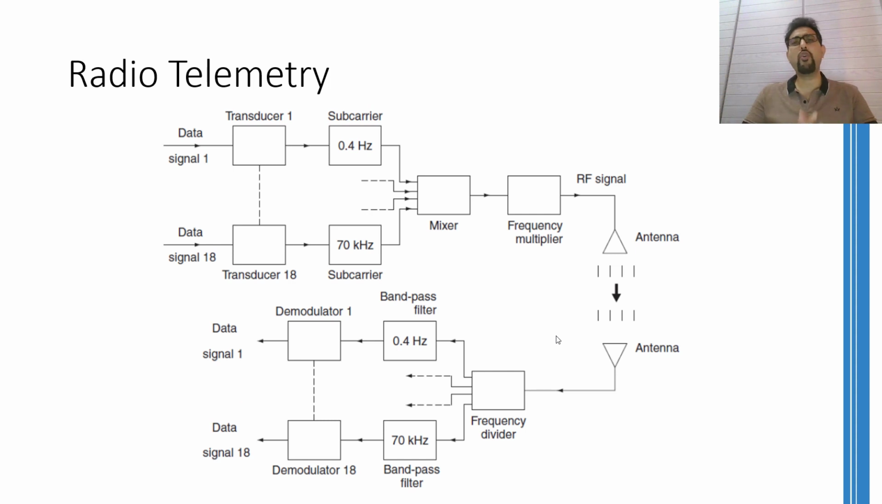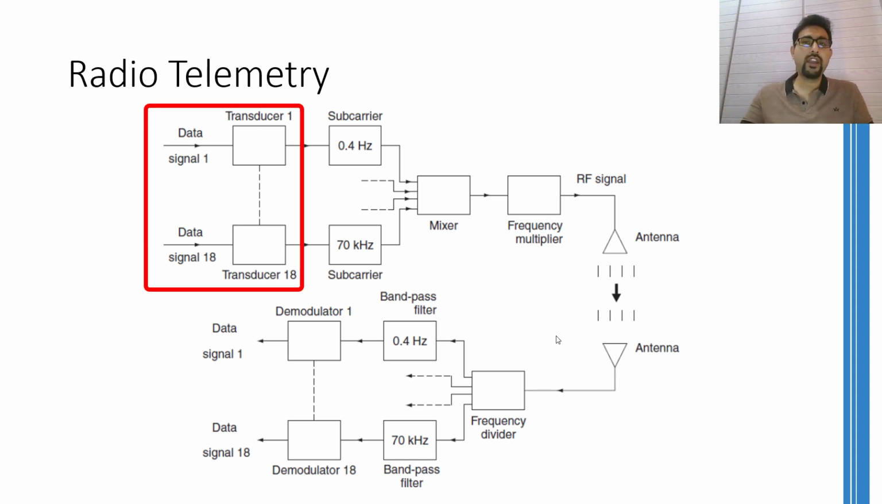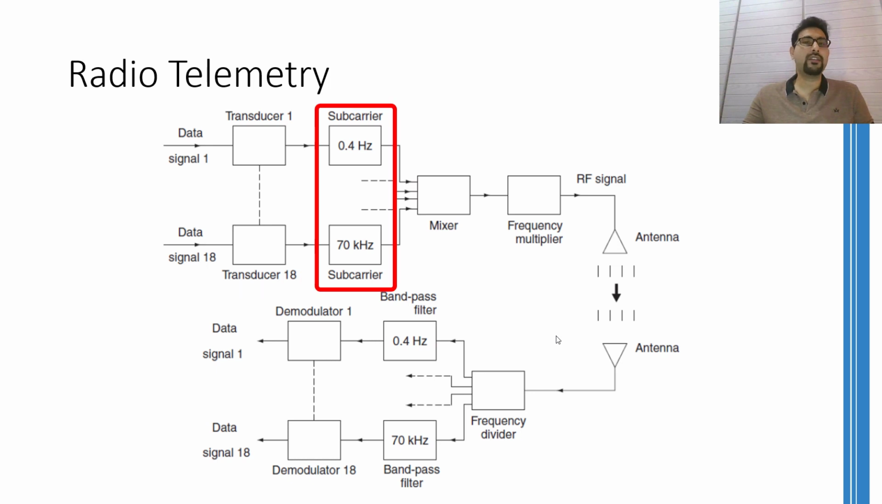This flow graph shows the overall process followed by the radio telemetry application. Over here it is shown that there are 18 transducers measuring different types of data. However, in practice this technique can be scaled up to millions of devices. Each transducer will generate data, a low frequency data that can be analog or digital, which will be used to modulate a carrier signal.